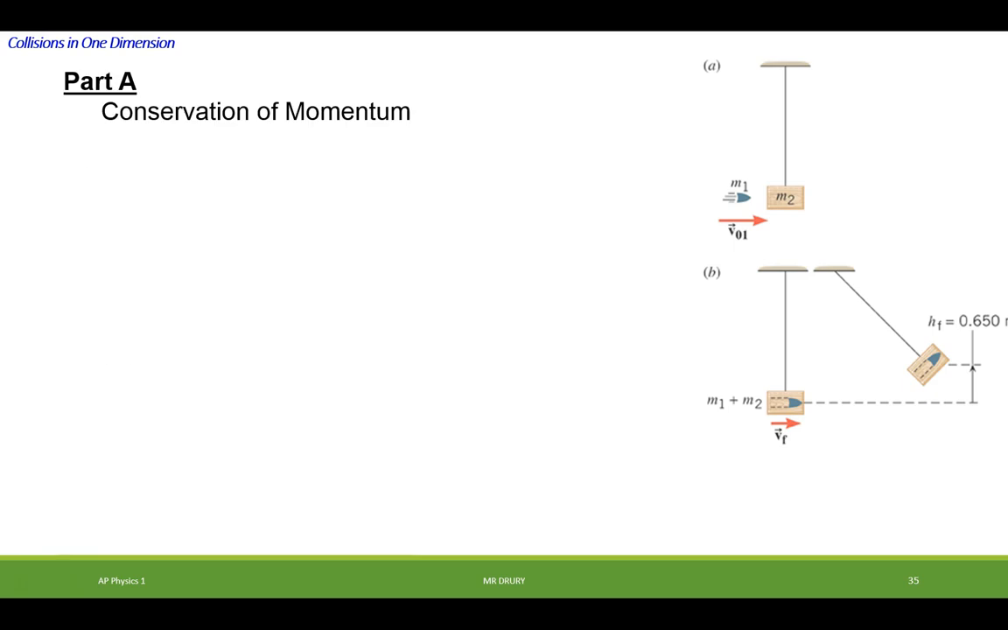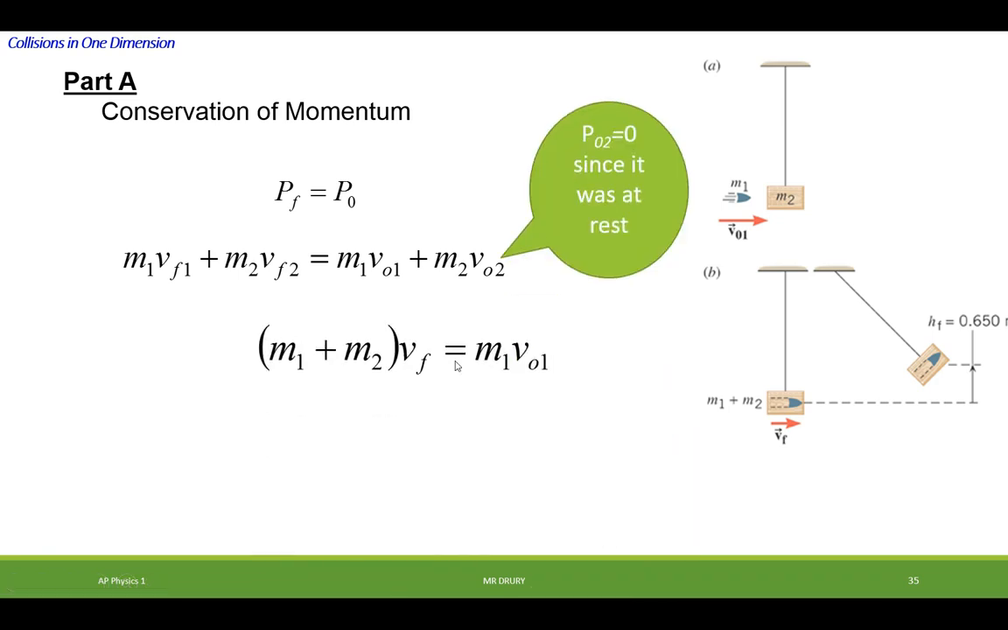The first part is conservation of momentum. And we know the final momentum must be equal to the initial momentum because there are no external forces. So we have our conservation of momentum equation, where the final momentum of the two objects must be equal to the initial momentum of the two objects. But since the initial momentum of the wooden block was 0, this term will drop out. And for the final momentum, the two masses stick together to form some final velocity.